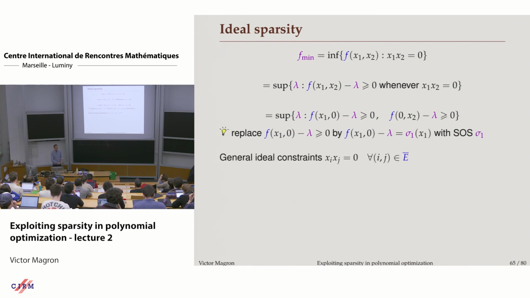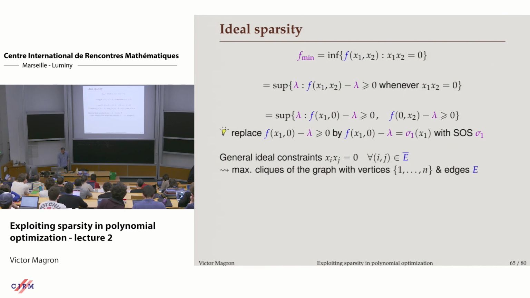Okay? So in general, we have these so-called ideal constraints. Here it's easier to start with the complementary set of edges rather than directly the set of edges. So basically in the graph corresponding to that, you connect two nodes if the product is 0. And then you consider the complementary graph. So you connect two nodes if the product is not equal to 0. And then you do very similar stuff as the things that I showed you before. You take the maximal cliques, and then you index everything with these maximal cliques.